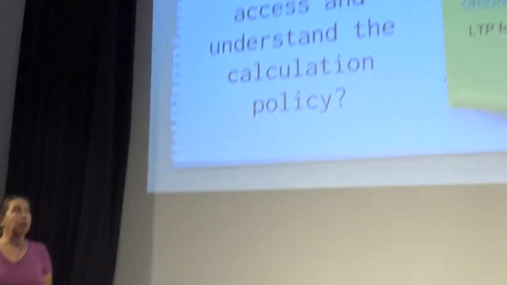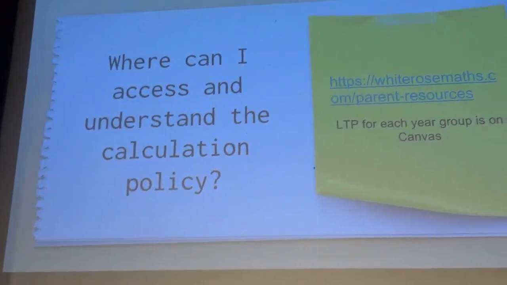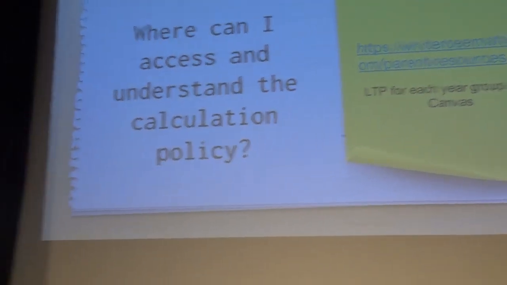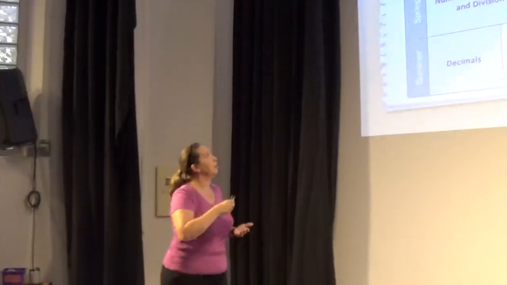So first off, the calculation policy. Where can I access and understand the calculation policy? Now there is a long-term plan for each of the year groups on Canvas, so whichever year group your child is in, if you go to Canvas, you will see, this is working, there we go.